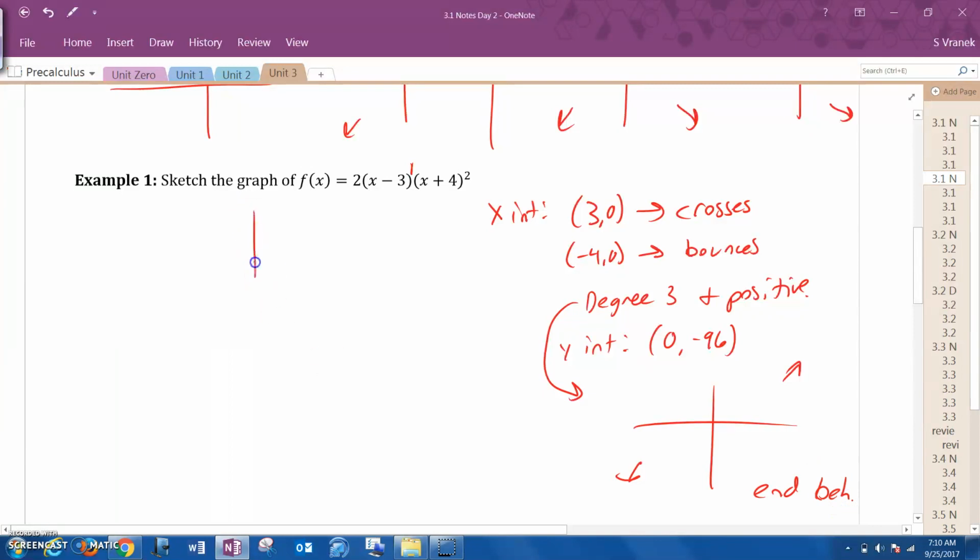So let's try to put all this together. I'm at 3, and negative 4. We can exaggerate the y-intercept. Let me just put it down there. So we know that it crosses through here and bounces here. And we also know that it ends up going up because of the end behavior.